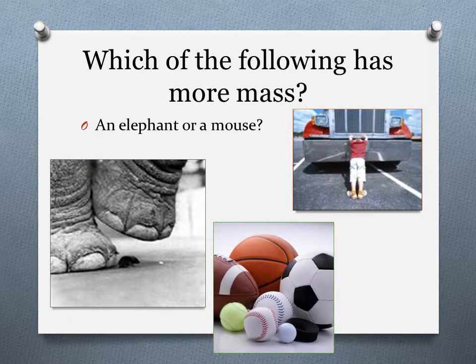Which one has more mass? Is it an elephant or a mouse here in this picture? Mass is talked about in the metric system, and weight is different. Which one is more massive? Which one is larger? The elephant is more massive, it's larger. Yes, it does weigh more, but we're talking about mass, not weight.